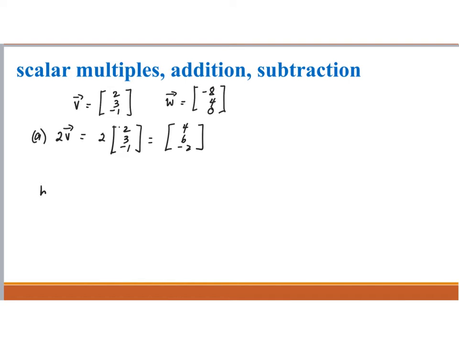Adding and subtracting will also be similar. So for example, if we have v plus w, that will just be (2, 3, -1) plus (-8, 4, 0), which gives us -6, 7, -1.